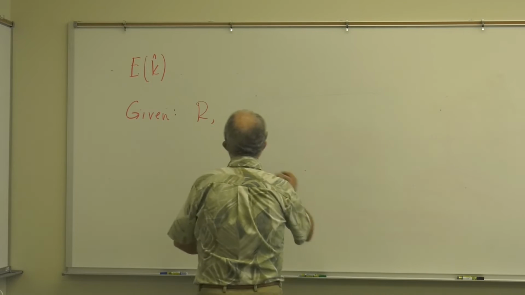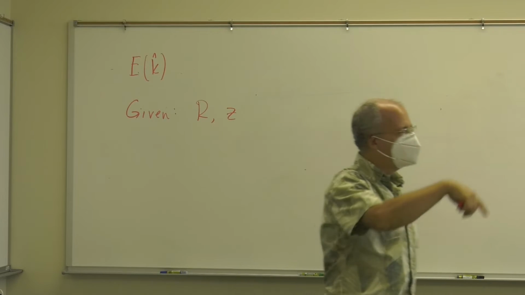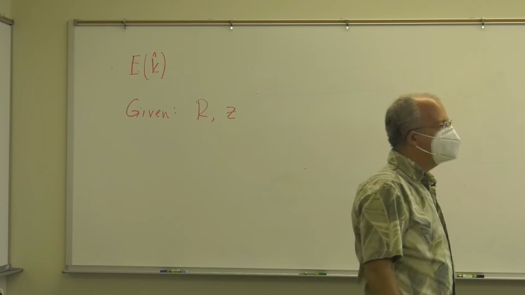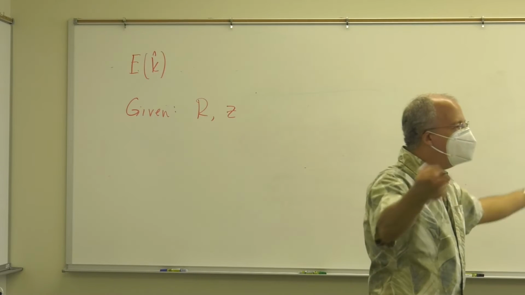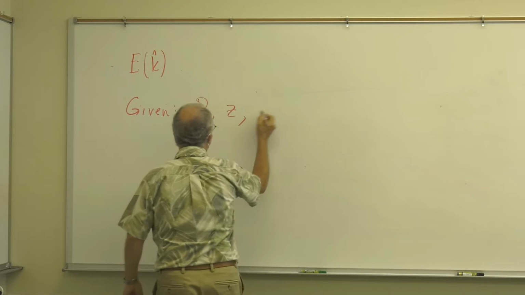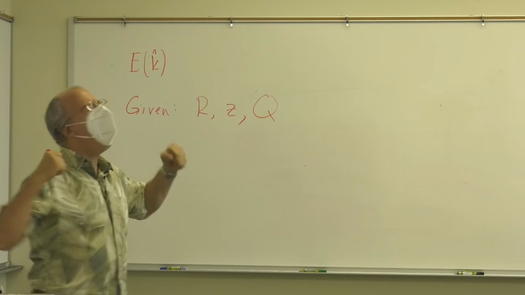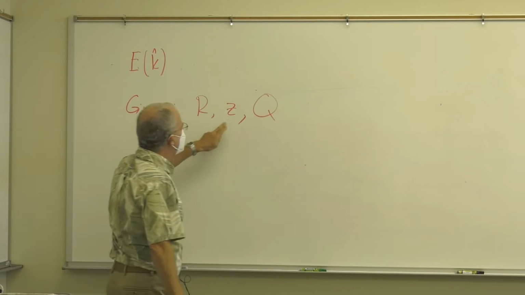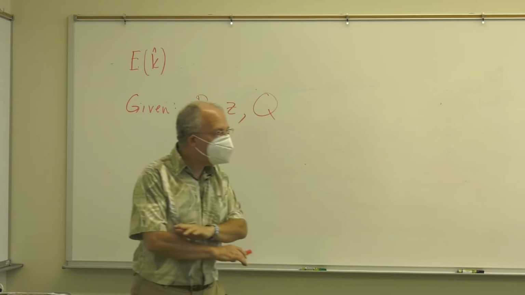You're right, Katie. Little r squared is big R squared plus little z squared. Okay, what else? Come on, something super basic. What's true about the ring? It has a charge. Q! Right? Okay. So, at most, our answer can only contain big R, little z, big Q, and physical constants. If it has something else, it's wrong.